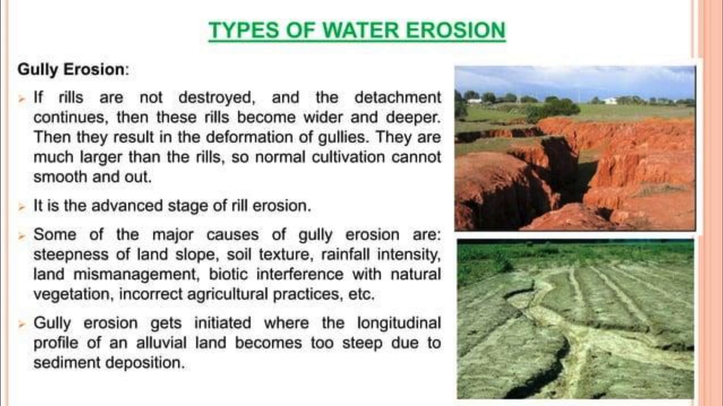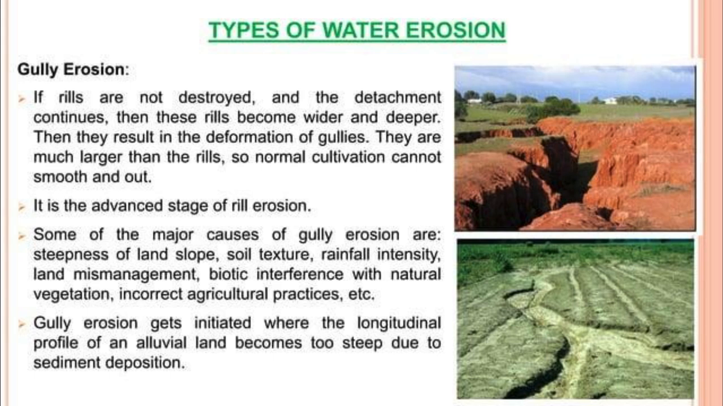Gully erosion. If rills are not destroyed and the runoff continues, then these rills become wider and deeper. Then the result is the formation of gullies. This is the main reason gullies form. They are much larger than rills, so normal cultivation cannot smooth them out. It is not possible to do cultivation. It is the advanced stage of rill erosion.